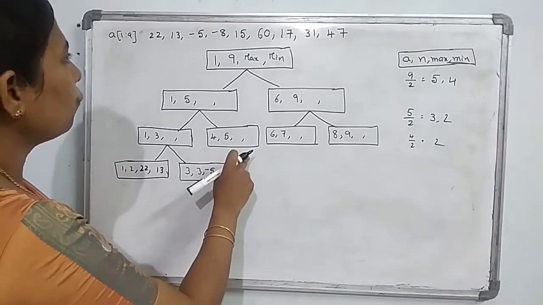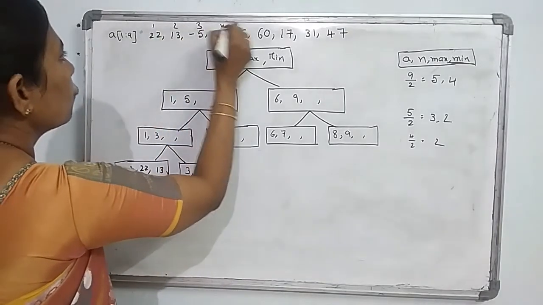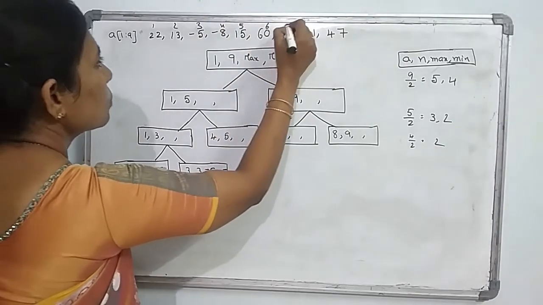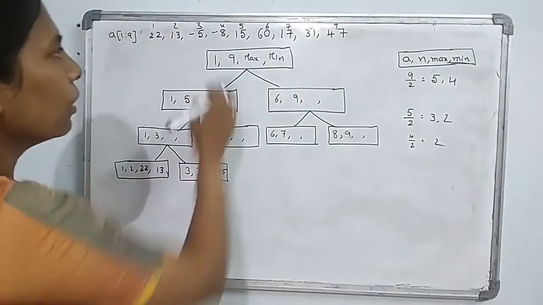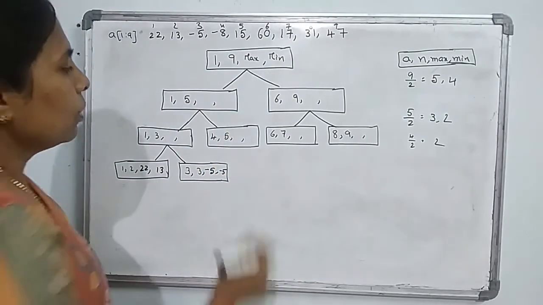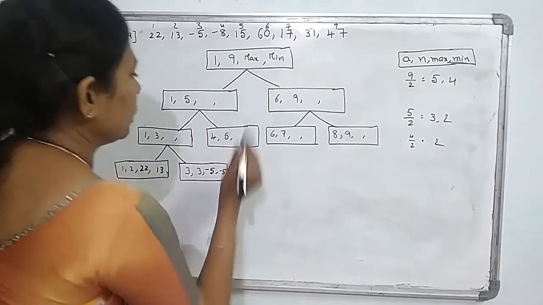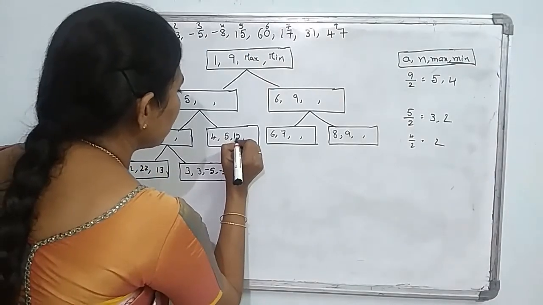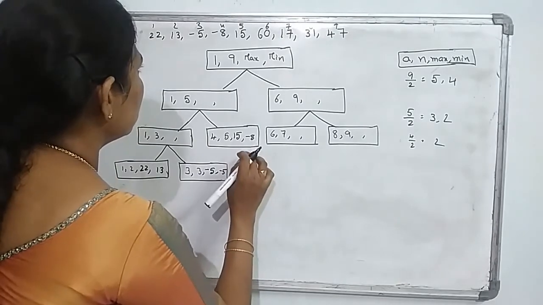Now you can go to elements 4 and 5. This is 1, 2, 3, 4, 5, 6, 7, 8, 9. The values at 4 and 5 are minus 8 and 15. Here 15 is greater than minus 8, so 15 is the maximum element and minus 8 is the minimum element.